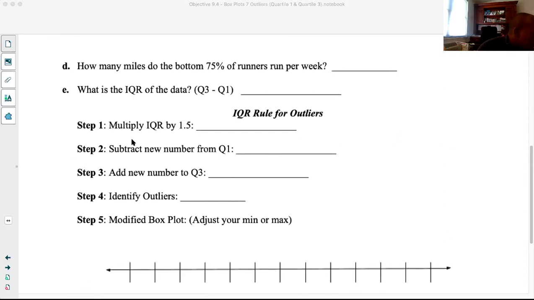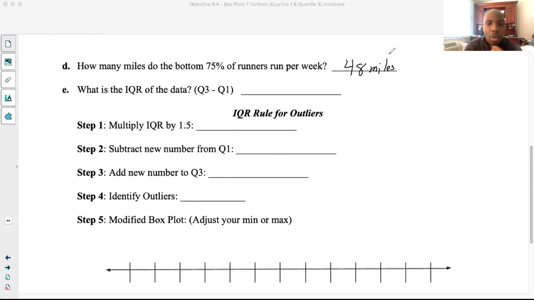And when we look at that, based on our data, you would have noticed that the bottom 75% of runners, right? The lower 75 would have been at quartile 3. So what is quartile 3? That's what they're asking you. What is the value at quartile 3? Which in this case is 48. So we would put here 48 miles because that's how much 75% of the data is. So we're talking about 48 miles is what 75% of the runners run per week.